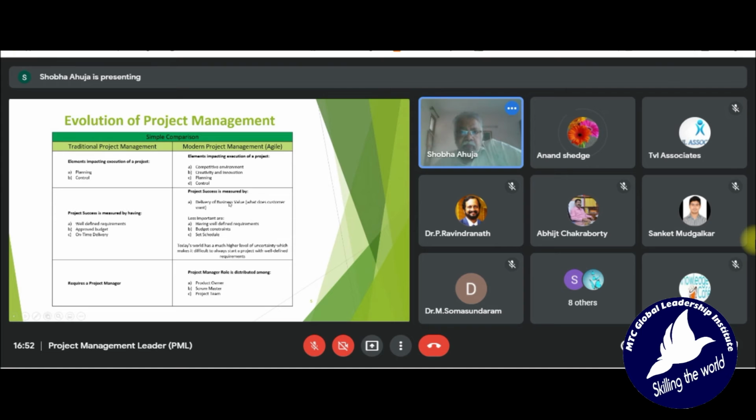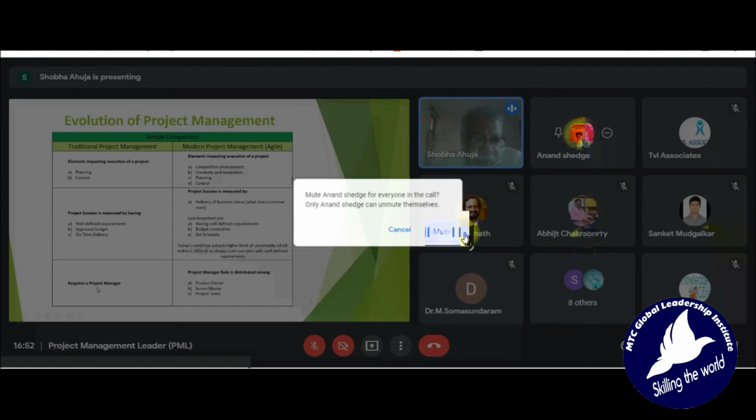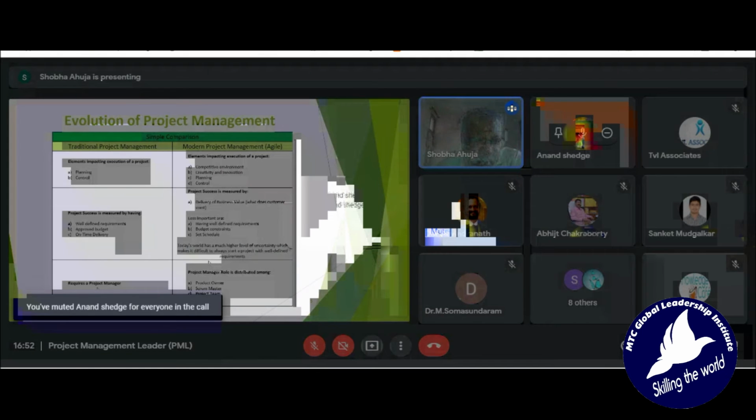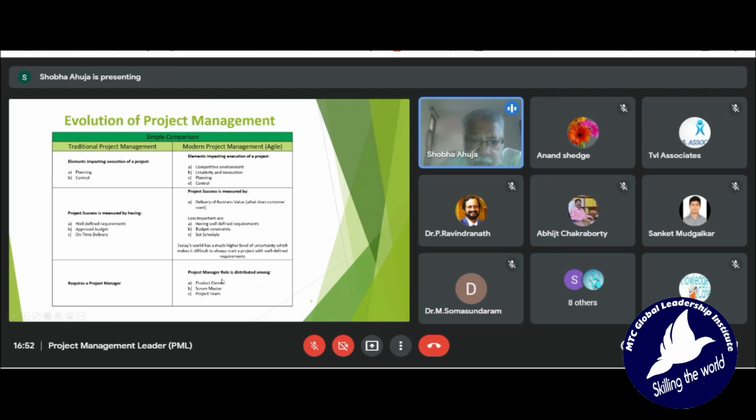Requires a project manager. The project manager's role is distributed: Product Owner, Scrum Master, and new words. The Scrum Master actually ensures that the projects are on time and all those things of a project manager. I cannot read it and I cannot remember the last one either. Okay, doesn't matter.